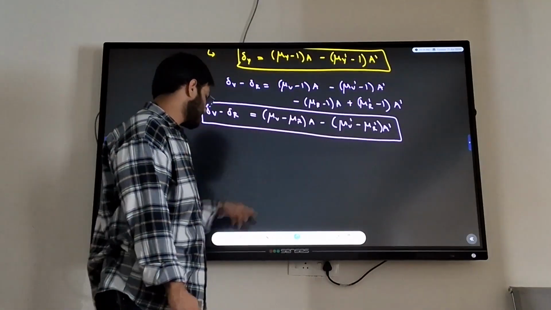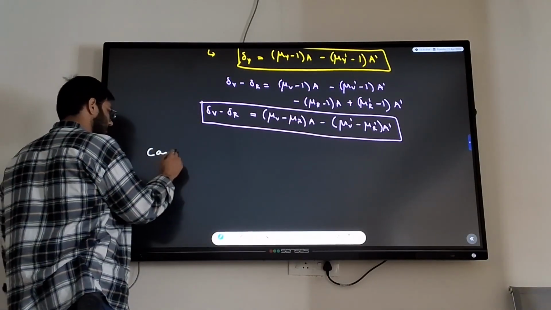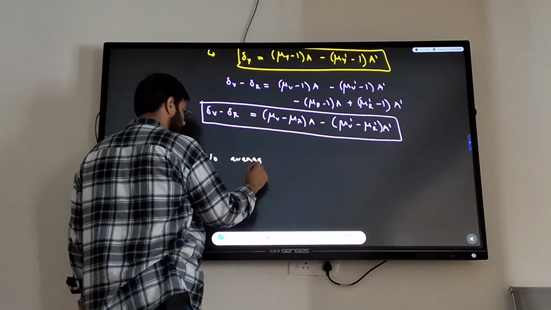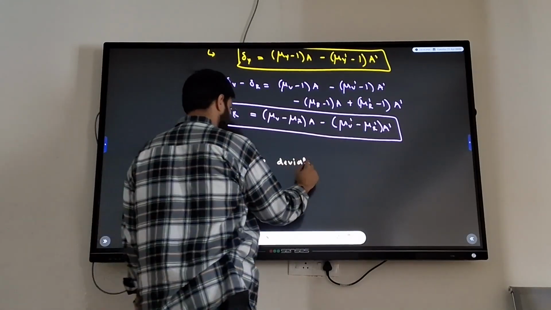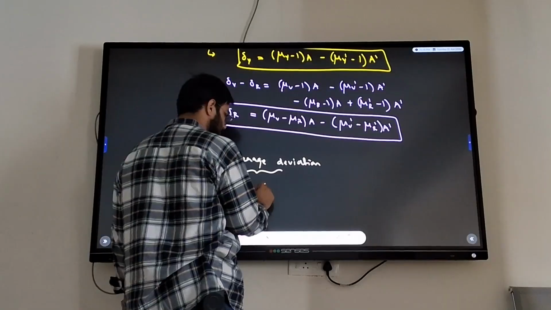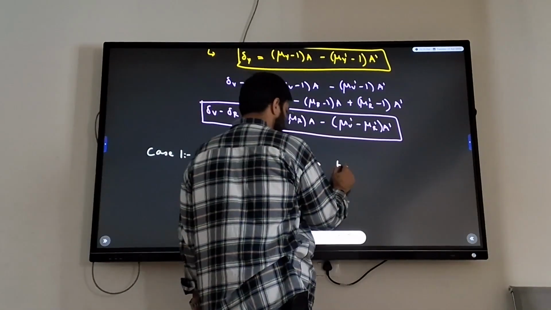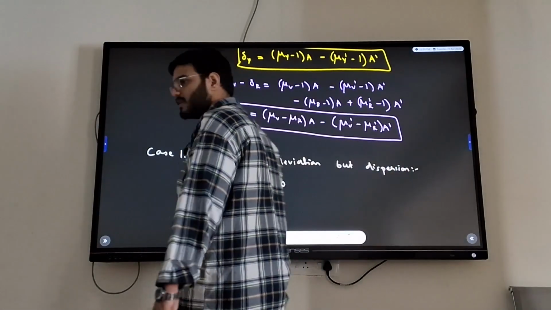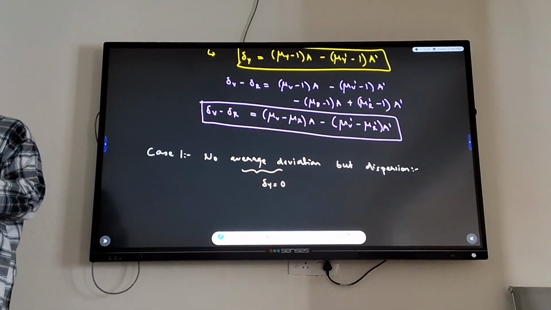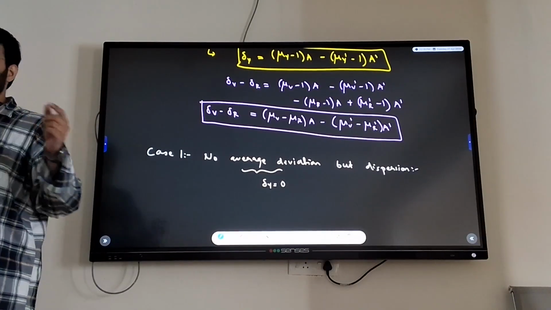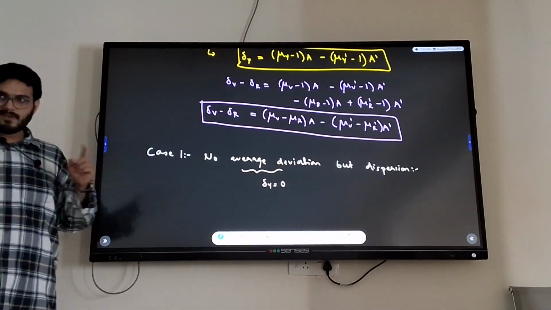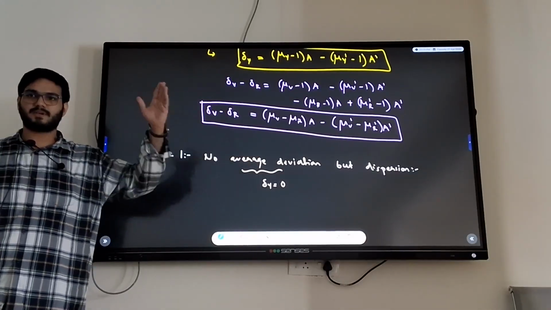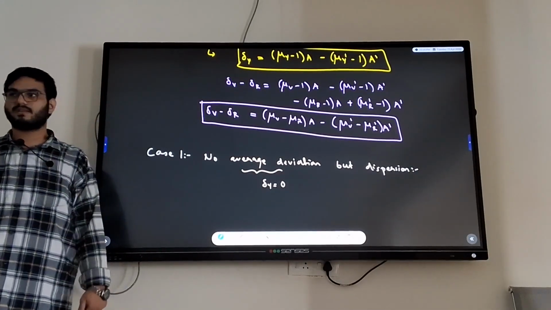Let's talk about case 1. What was case 1? No average deviation. No average deviation meaning what? Delta y is equal to 0, but there is dispersion. Please remember, I have said no average deviation. I did not say no deviation at all. On an average, there is no deviation. But obviously, each individual color will follow some deviation. That's why there is dispersion. Dispersion means that there is deviation of different colors.